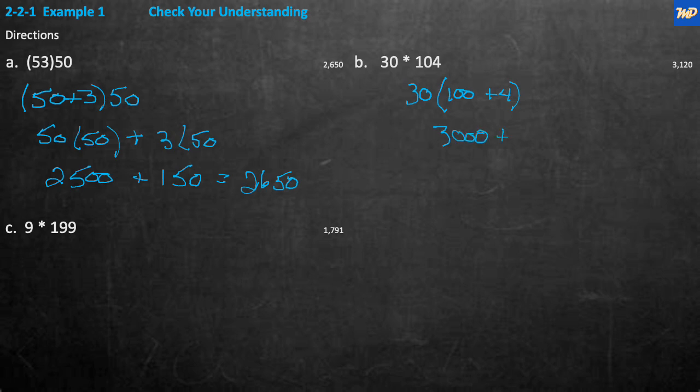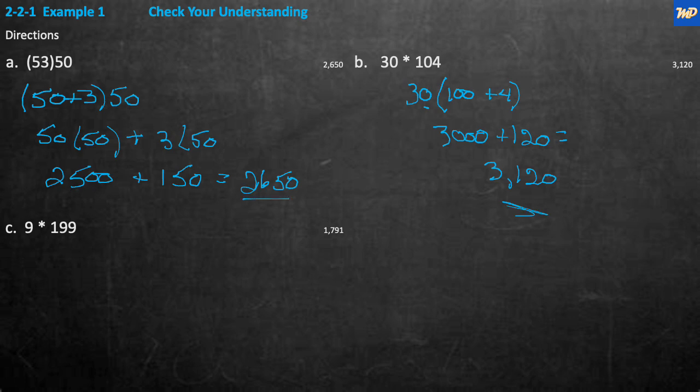Okay, plus 30 times 4. 3 times 4 is 12. 12 times 10, with the 0 here, makes it times 10. 12 times 10 is 120. 3,000 plus 120 is equal to what? It's equal to 3,120. Okay, there's that answer to that one. Answer to this one over here.